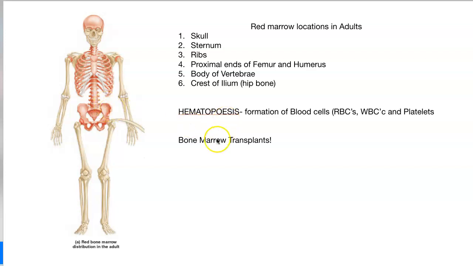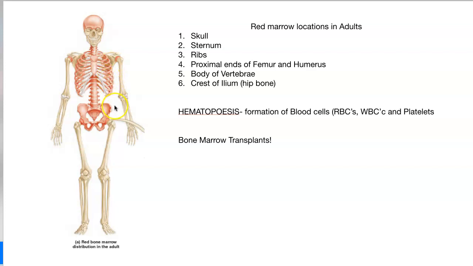Now, you've all heard of bone marrow transplants, right? So when they are retrieving bone marrow from someone that's donating it, they are sticking a huge, huge needle into the bone to suck out the bone marrow. And it comes out like a slurry. So it's just like a red slurry that you'd get at 7-Eleven. That's what it kind of looks like.